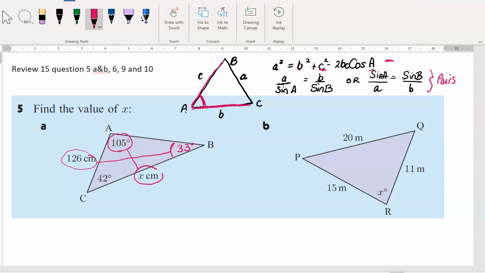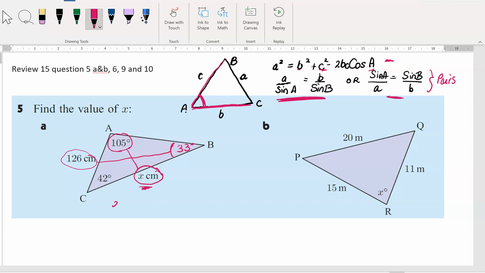So now we've got a known pair. We've got an angle and its opposite length. Because I want to find the length, I'm going to use this sine. If I wanted to find an angle, which I feel we'll be doing in part B, then I use this one because the unknown is upstairs. So it's all about keeping the pairs.